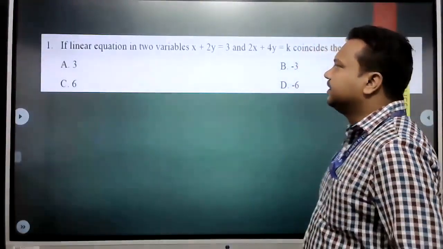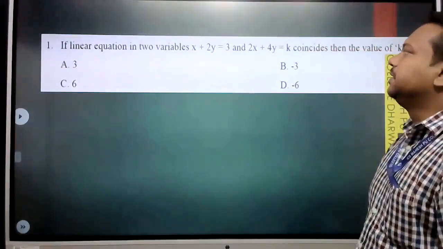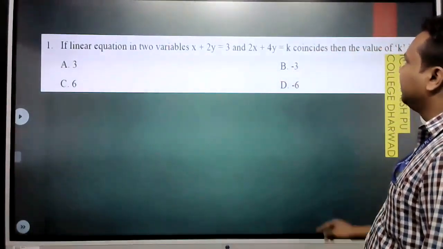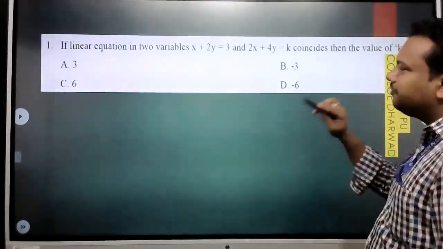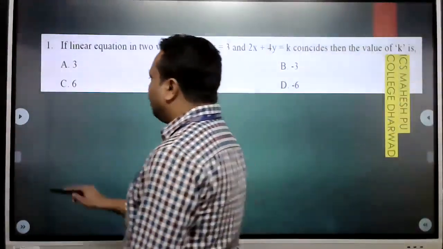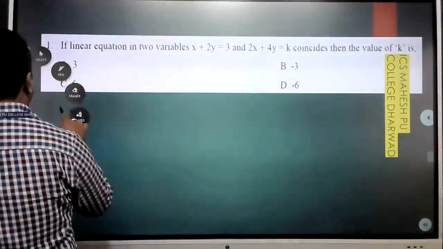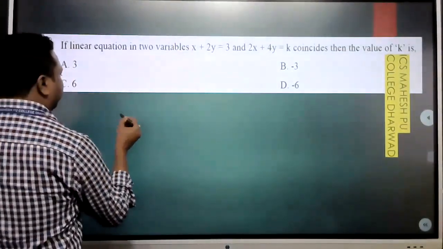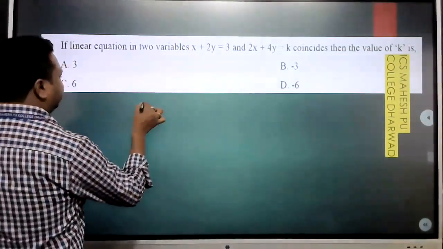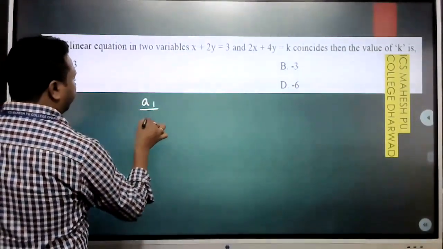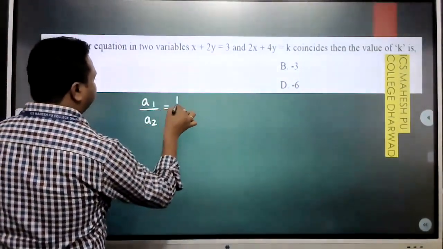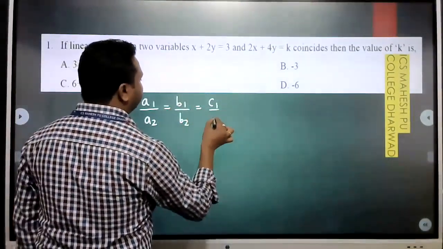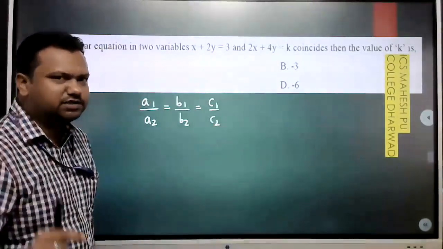The first question is: if the linear equations in two variables x + 2y = 3 and 2x + 4y = k coincide, then the value of k is? Let us recall the condition for coincidence of any two lines. If two lines are coinciding, then the condition is a1/a2 = b1/b2 = c1/c2. I'll just revise a small concept over here.